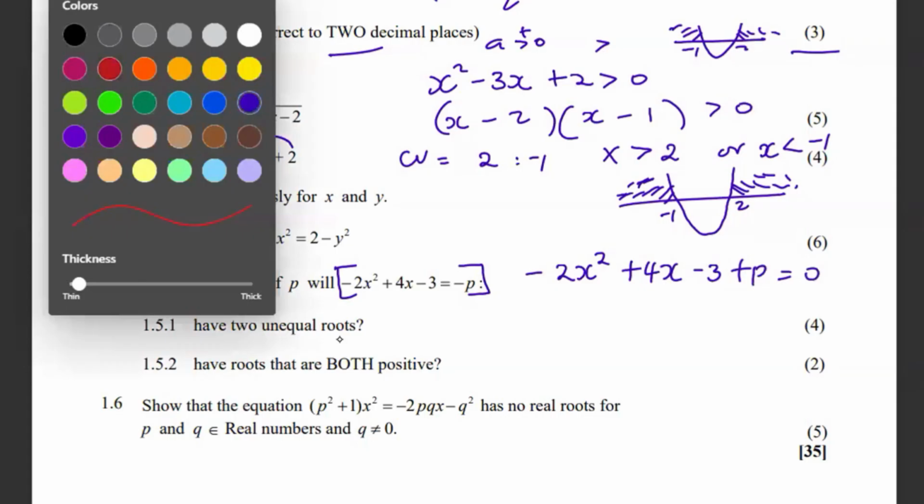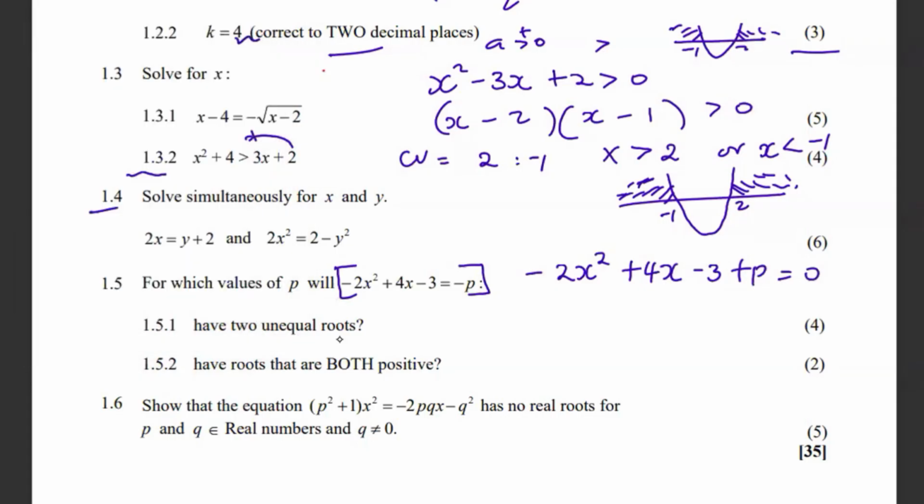First things first, whenever they talk about nature of roots and you're given an equation, just push everything to one side so that you have a 0 on the other side. So I know that this negative 2 is going to represent my a. This 4 is representing my b, and then the whole of that is going to represent my c. Now the question is, what condition of the discriminant must we have in order for us to have unequal roots?